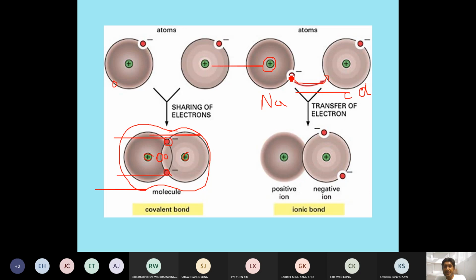When sodium releases one electron and gives it away, it becomes positively charged. That means the proton charge, the nucleus charge, becomes higher, and it is positively charged. Chlorine took one, so it becomes negatively charged. Although sodium, after shedding one electron, becomes stable with the neon structure, it still has a new problem: it is positively charged.